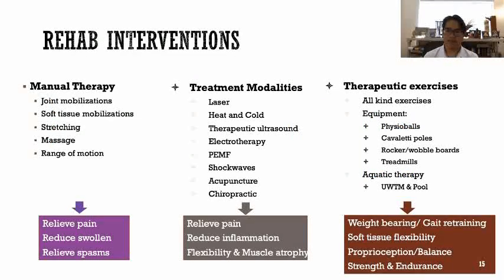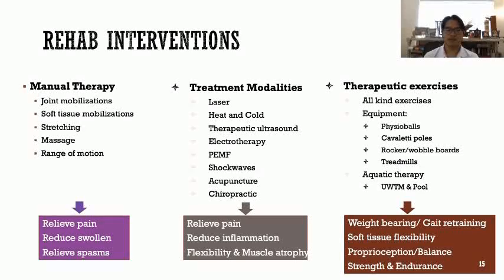Well, this slide is familiar to you because this is a slide that I always use to make sure I have all my treatments in check. So in rehab, or when you use rehab for hospice or palliative care, those are the three main areas that you can make sure to look into. So manual therapy, we have joint mobilization, soft tissue mobilization, stretching, massage, range of motions, and that's very good for pain relief, reduce swelling, relieve muscle spasms.